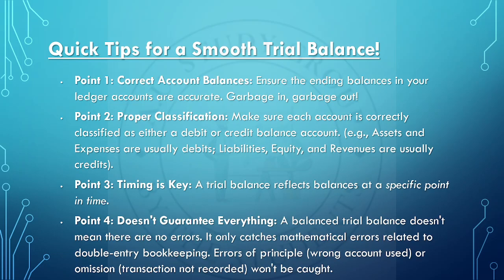Second, proper classification of accounts. Now you need to know whether an account typically has a debit or credit balance. Remember this, as you do a lot of practice, you will understand this. Assets and expenses usually have a debit balance only. Cash in hand will always have a debit balance. It will never have a credit balance. If there is a credit balance, there is an error in the ledger or cash book. Similarly, expenses will always have a debit balance. They will not have a credit balance.